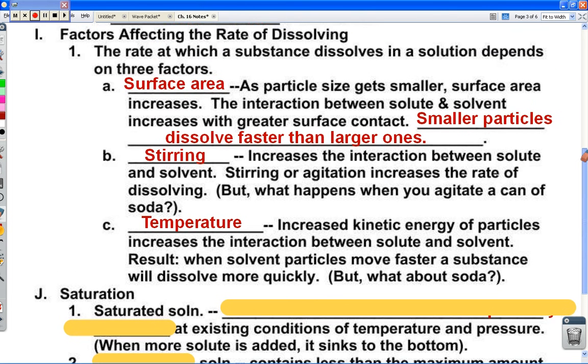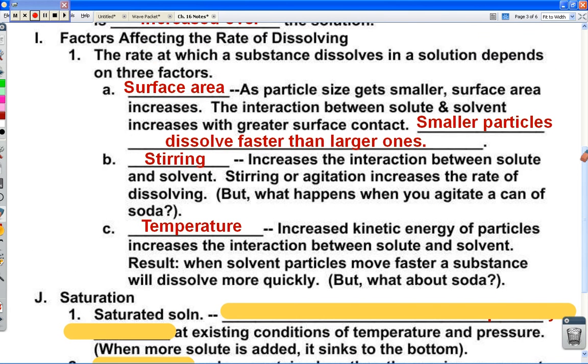What I want you guys to do right now, and we're going to pause this, is think about how all of this relates to the KMT, the kinetic molecular theory that we've had before. Remember the matter dance? We're all moving around and particles bumping into each other. How do you think dissolving is accounted for with the kinetic molecular theory? That's what I want you guys to write over here on the side.